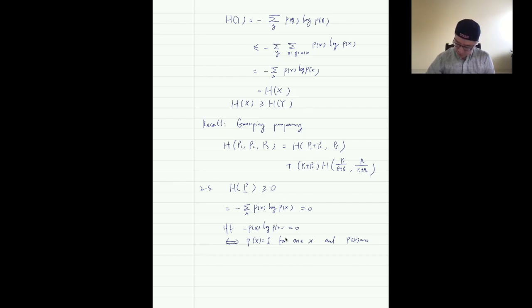P(x) is 1, and then P(x') is 0 if x and x' are not equal, right? This is the only two possibilities, right? If this is 1, then it's 1 times log 1, which is 0, and if it's 0, then 0 times log 0 is also 0, okay? And the reason I said only one x is 1 and the rest are 0 is that the summation of the probability vector has to be 1, right? Therefore, only one of them can be 1, and the rest have to be 0, okay?